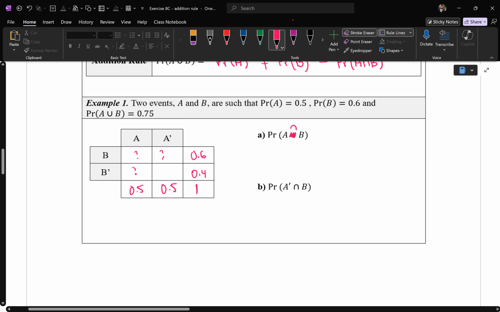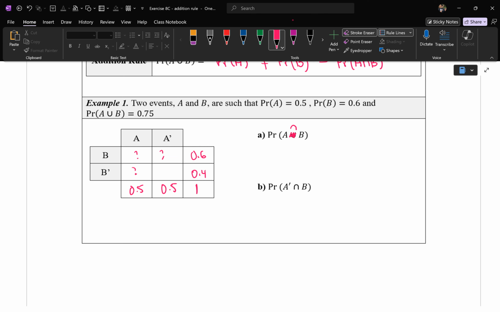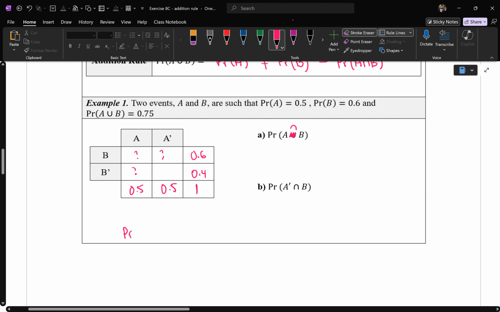Now, that's going to be a bit tricky, so it's probably best to actually use the rule. So here we're going to use the rule for the probability of A union B. In total, it's all the probability of A plus all the probability of B, and then you minus the probability of A intersection B. That's the rule, right? The logic is you're removing the overlapping region.